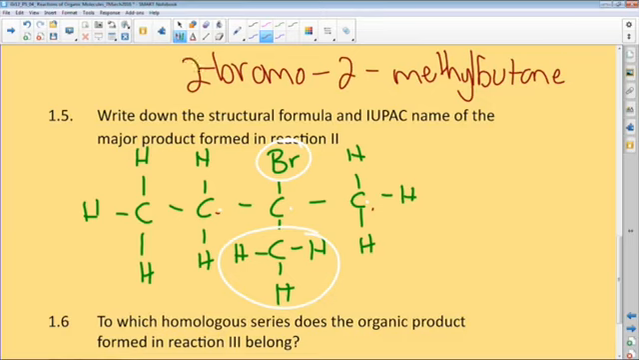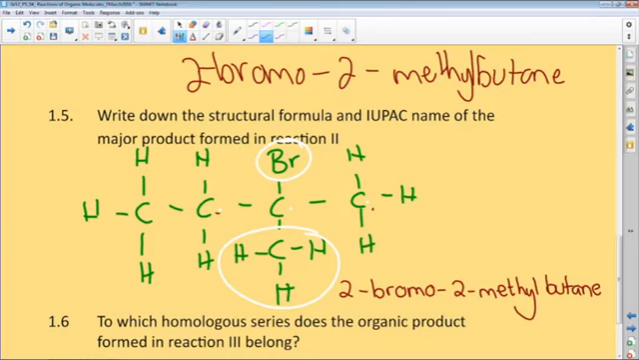So when you write it down, you go 2. So I'm going to write it nicely. 2-bromo, 2-methyl, butane. See, when I try, I can actually write neatly. My learners moan at me all the time.